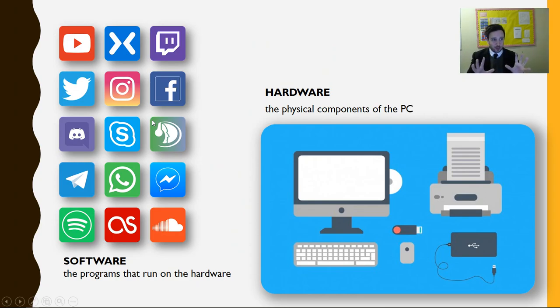Okay, so before you can understand what computer hardware is, you need to understand what it isn't. There's two big components of a software system. One is software, one is hardware. Basically, the hardware is anything that you can touch. It's the physical components of the PC. So if you can reach out and touch it, then that's hardware. And the software is the programs that run on the hardware. So things where you press the screen and it opens up an app or a program, that's software.